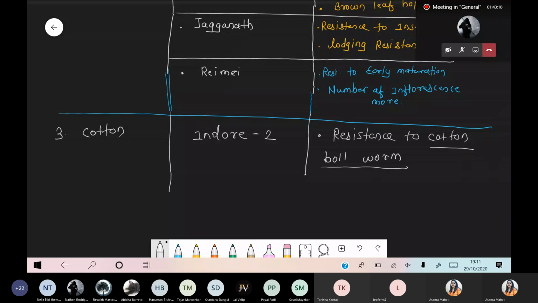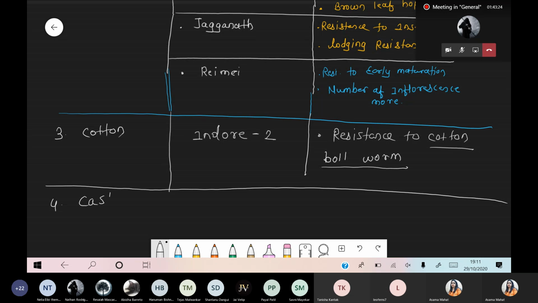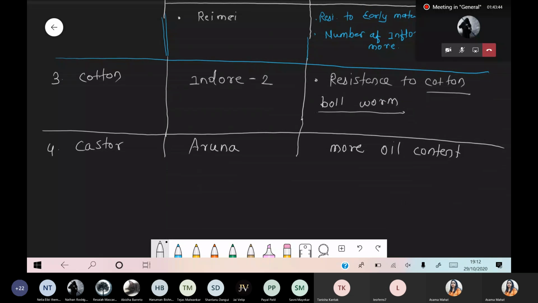As well as we are taking the one species with respect to castor. Next crop, castor. Name of this variety is Aruna. And this Aruna has more oil content. More oil content. Fifth crop, groundnut.